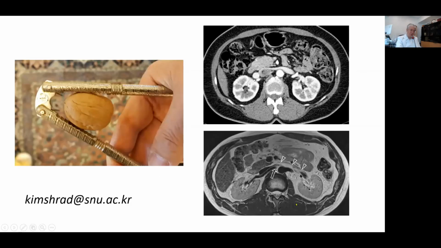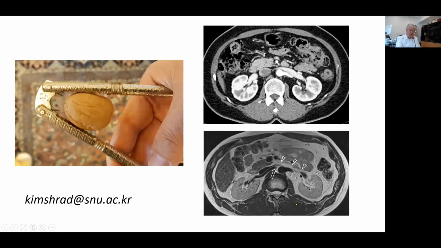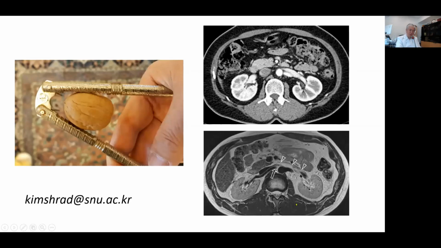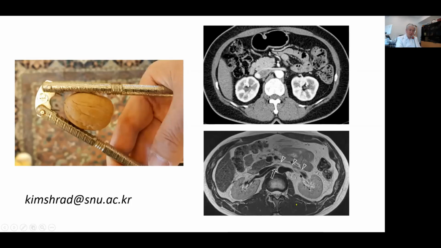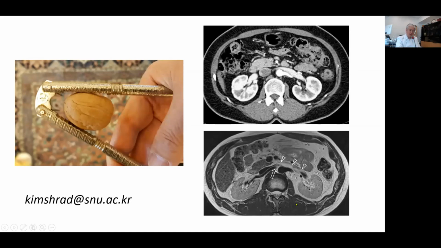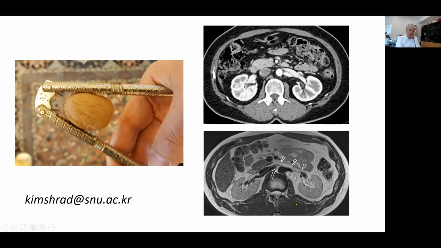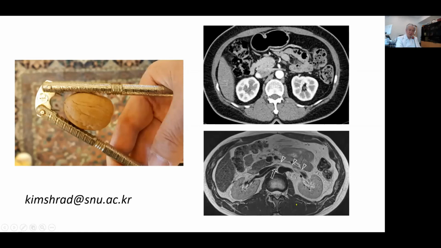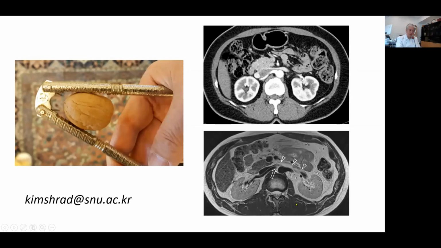This is the conclusion. When you see CT or MR images of the abdomen, please do not skip the left renal vein. You may find useful clues indicating Nutcracker, and you may help the patient and the referring physicians.